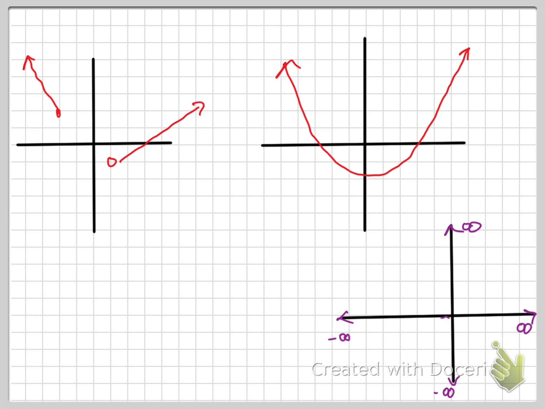Doesn't this line go forever this way? And by forever, that means it goes all the way for infinity, forever and ever, nonstop, which means it goes to positive infinity that way. Up is positive infinity and down is negative infinity. Doesn't that make sense? So look at this graph right here. Okay?